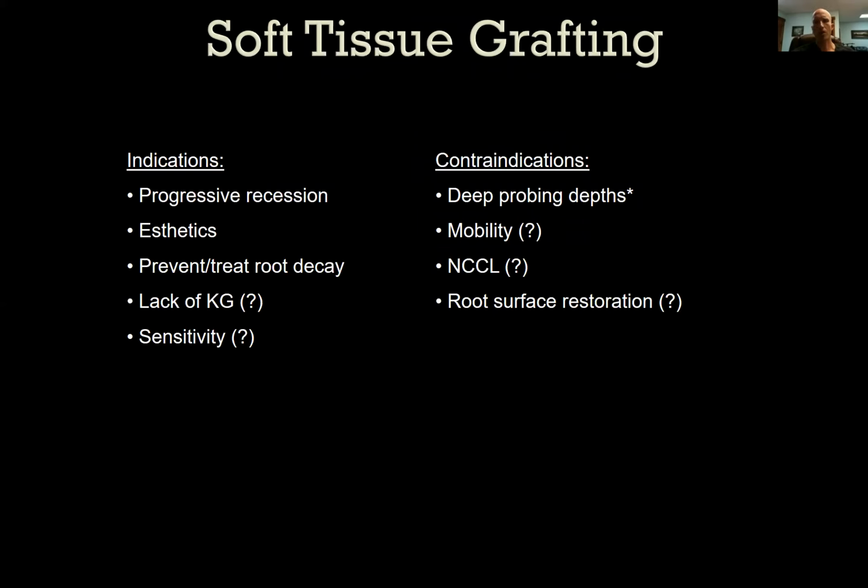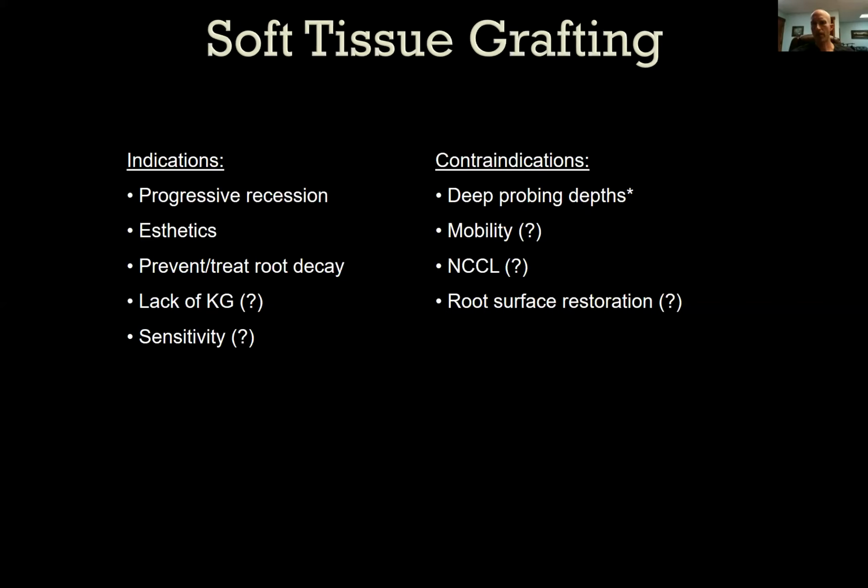If we have mobility, class 1 mobility, I'll still graft some class 1 mobile teeth. Class 2, class 3 mobile teeth, you're not dealing with a recession issue. You've got more going on. You need to address that first and then consider addressing the recession. NCCLs, I would not consider an NCCL an absolute contraindication. However, there's some situations where it's just better not to graft.